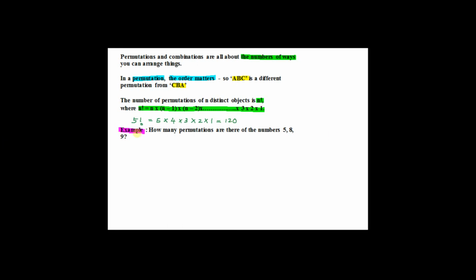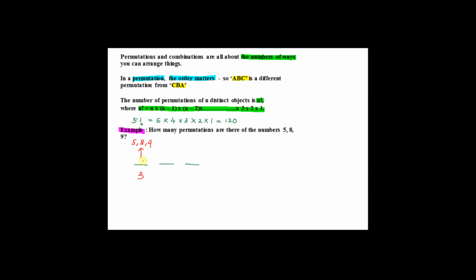Now look at this example. How many permutations are there of the numbers 5, 8, and 9? The way to do this is to think, how many choices do I have for the first number? And then how many choices do I have for the second number? And then how many choices do I have for the last number? Look here, for the first number, we can put either 5, 8, or 9. Therefore, we have 3 choices.